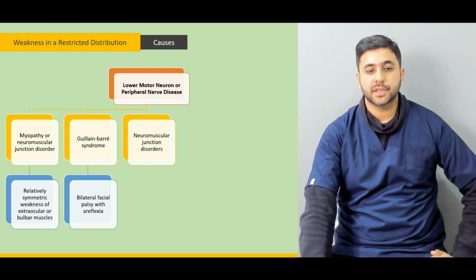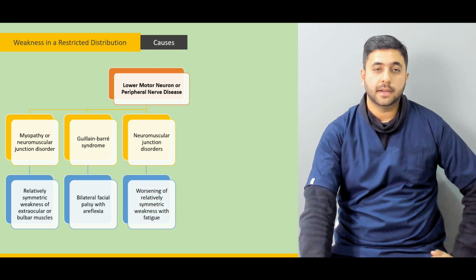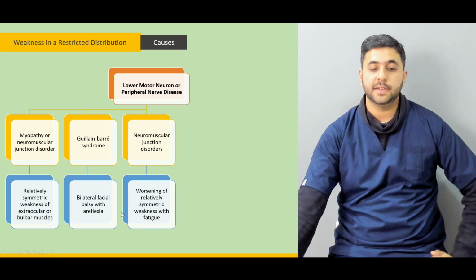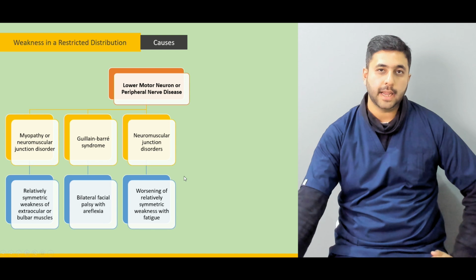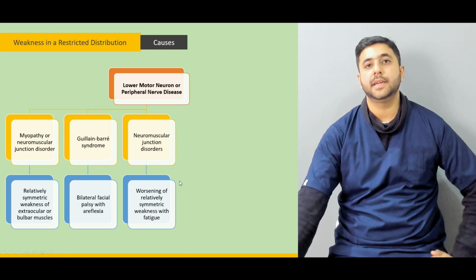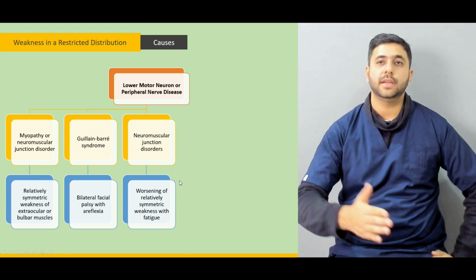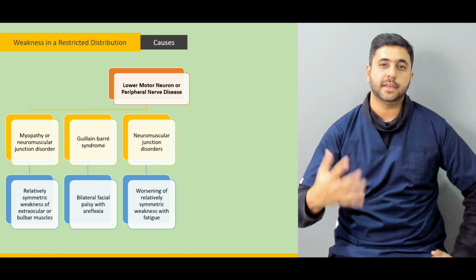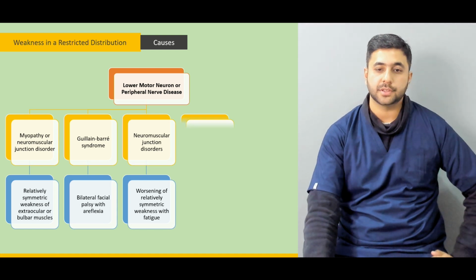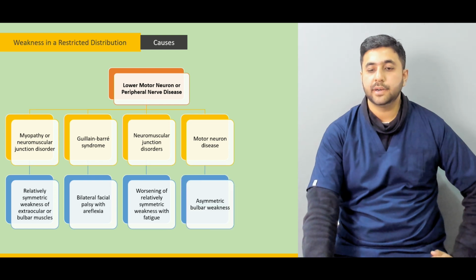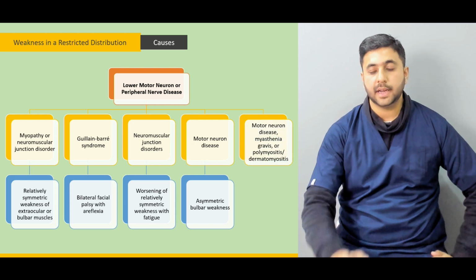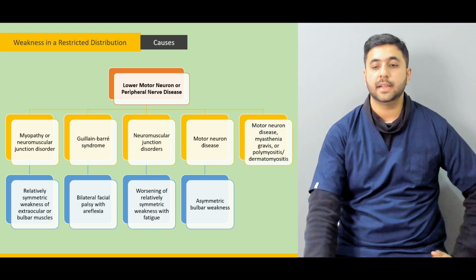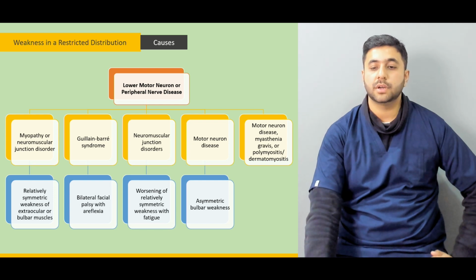Certain neuromuscular junction disorders, for example, in myasthenia, there is worsening of the relatively symmetric weakness with fatigue over a period of the day. The opposite happens in Lambert-Eaton myasthenic syndrome, in which there is weakness at the start of the day and it eventually goes on to improve after repetitive action or repetitive contractions. Motor neuron diseases can present as asymmetric bulbar weakness.